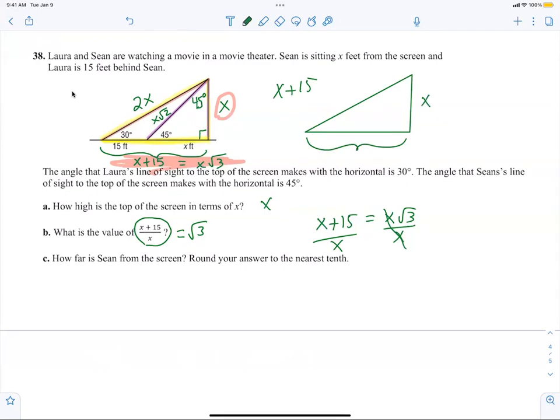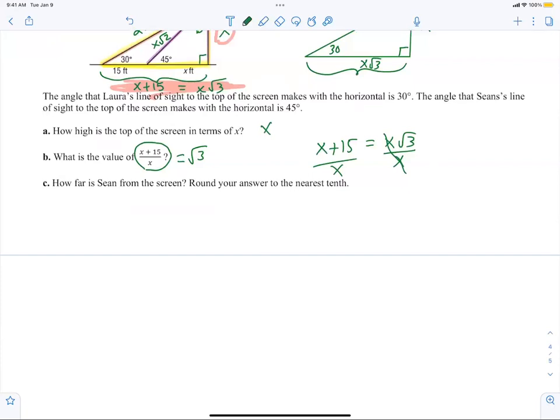Keep in mind, this is 30, this is 60, this is 90. So it's x radical 3. Oh, now you're with me. Very sneaky. So now I'm just looking for x. Does everybody agree with that? Everybody agreeing? Yep.